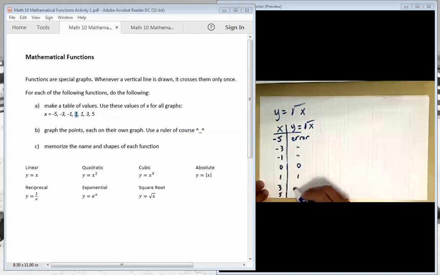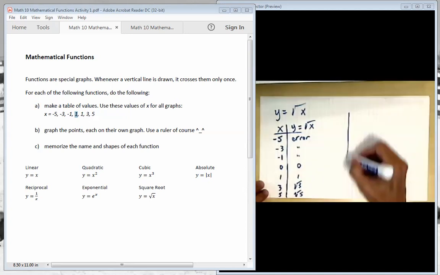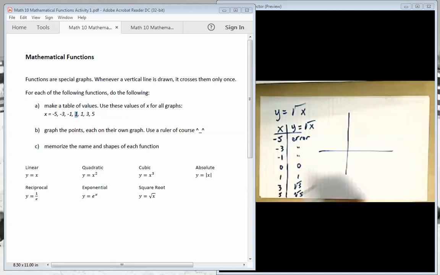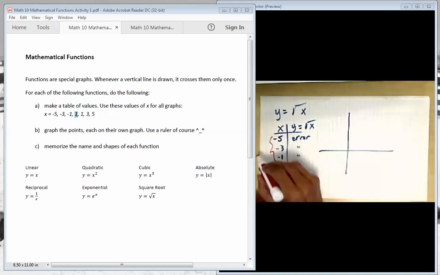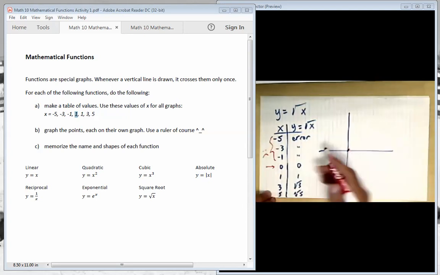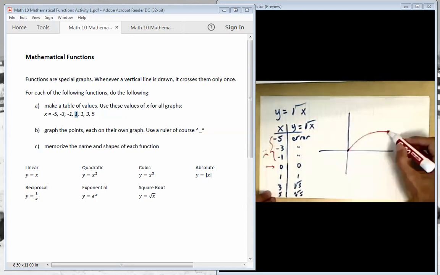Square root of 3, whatever that is. Square root of 5, whatever that is. Officially, it would be an i, but we're not going to graph it on here. We're going to save that for grade 12. Okay. So error for here. That means these points don't make it on the graph. The graph is going to start with 0, 0 there. And when you put these together, the general shape is going to be something like that.